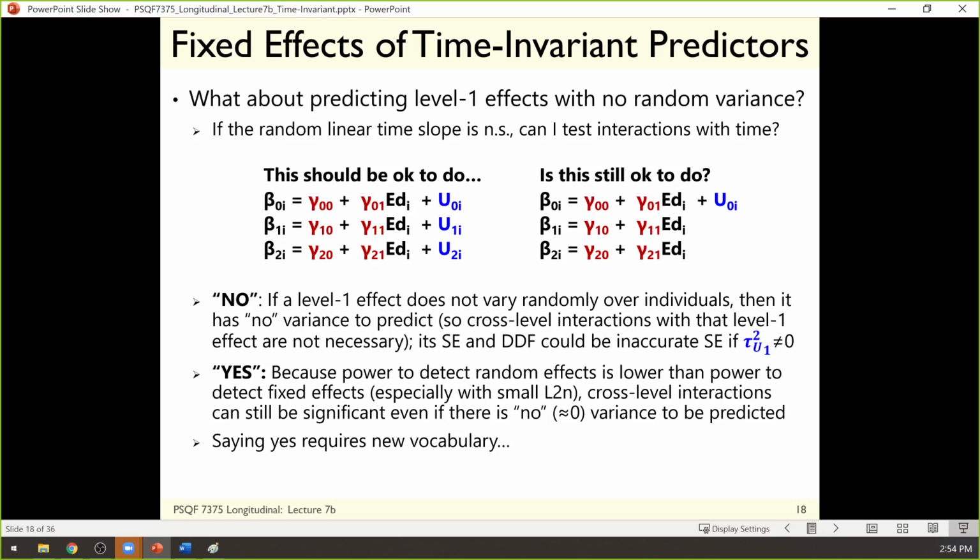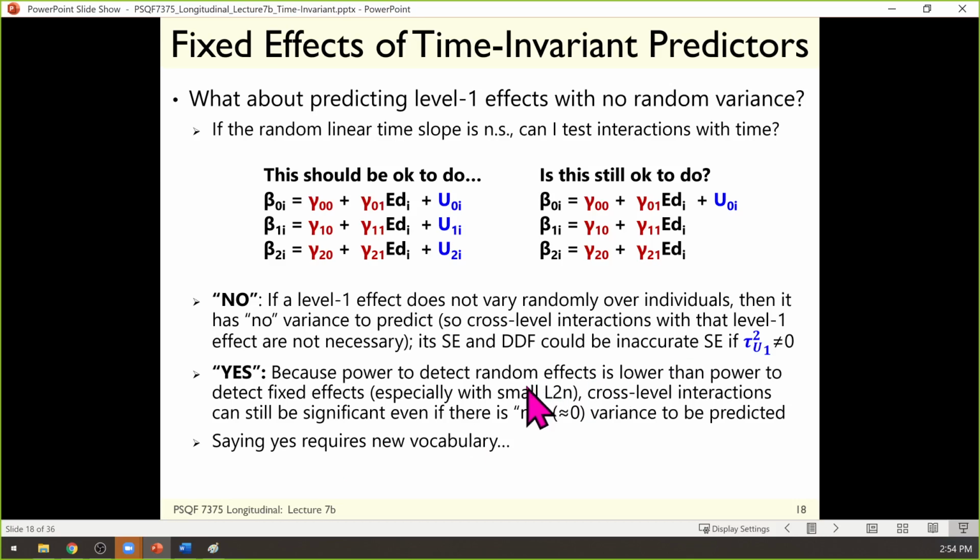So if you are willing to say, yes, I'm still going to test these interaction terms, these cross-level interactions, even if there's no variance to predict, then that requires another layer of vocabulary to describe that situation. I will say that this is still something that is controversial in multi-level modeling literature. There are classic textbooks that say, yeah, just make sure you test the random slope variance first. If it's not there, fine, you can go ahead. And other people that are like, no!